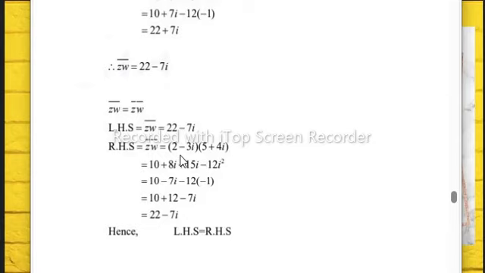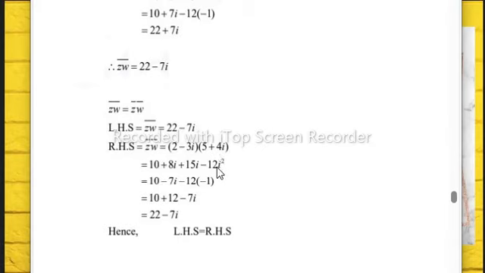In the next step we multiply 2 with 5 plus 4 iota. So 2 5s are 10, which is written here, 2 4s are 8 iota, which is written here. Minus 3 iota will multiply with 5, minus 15 iota, minus 3 iota multiply with 4 iota, minus 3 4s are 12, 12 iota square. Then we write 10 same as it is, while minus 15 plus 8. Sorry, there was a sign mistake: 3 5s are 15, this is minus 15. So minus 15 plus 8, the answer is minus 7 iota.